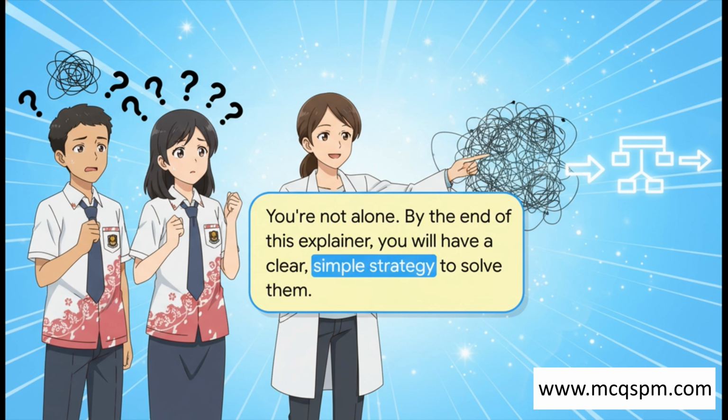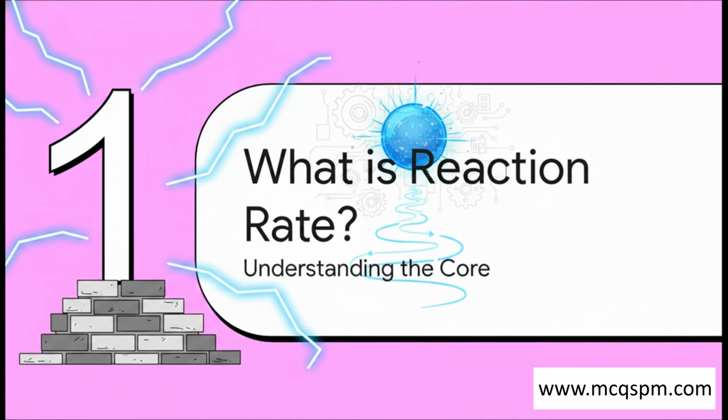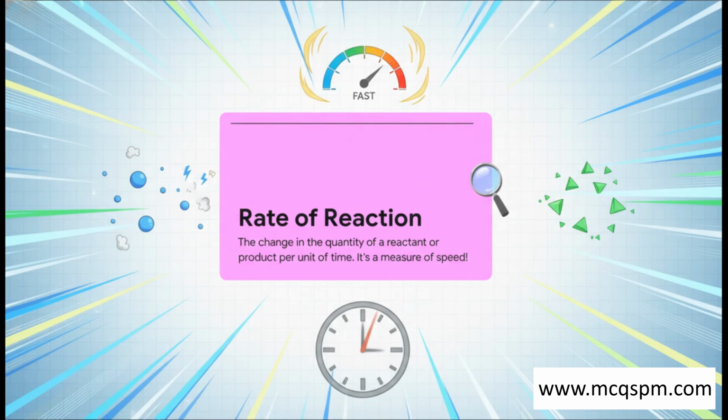Let's do this. So, first things first, we have to build a really solid foundation. Let's get crystal clear on what we even mean when we say rate of reaction. Getting this core idea down is the key to everything else. So, what is it really? The official textbook definition is the change in the quantity of a reactant or product per unit of time. Kind of sounds a bit formal, doesn't it? In simple English, it's just about speed. How fast are your ingredients getting used up, or how fast is your new stuff being made? That's all it is. It's just a speed measurement.